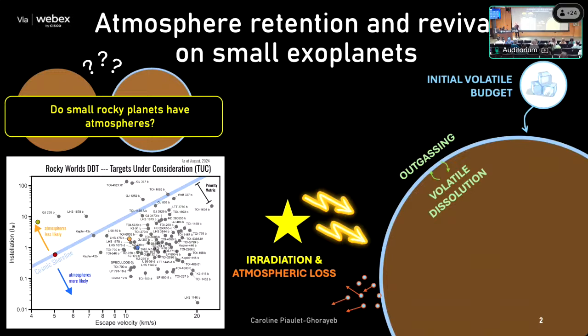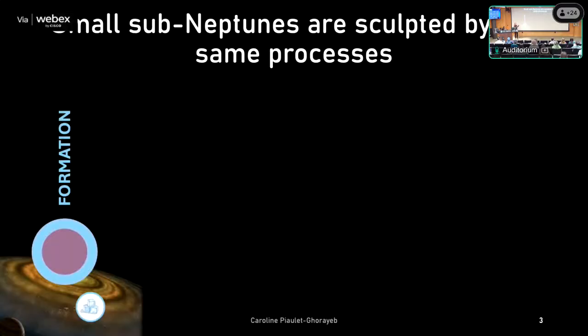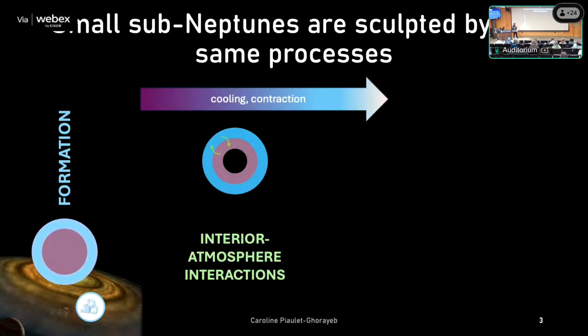And finally, to kind of counteract this loss, you can shield some of your volatiles in the interior or also outgas them over time and potentially revive atmospheres. And what I want to argue is that all of these important processes also sculpt the small sub-Neptune atmospheric compositions. They start with also certain amounts of volatiles, which compared to the larger sub-Neptunes or even the gas giants, their volatile content should actually have potentially a measurable impact on their atmospheric compositions because they're much thinner.